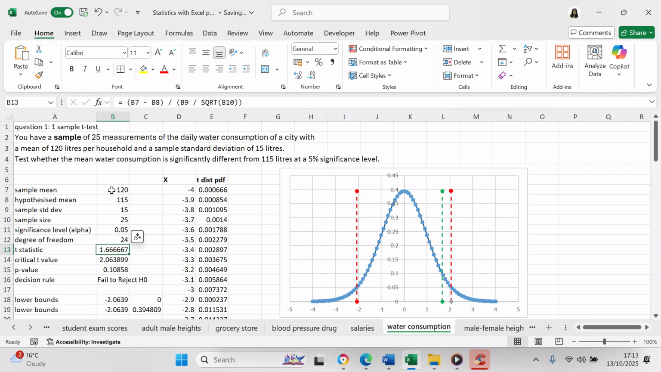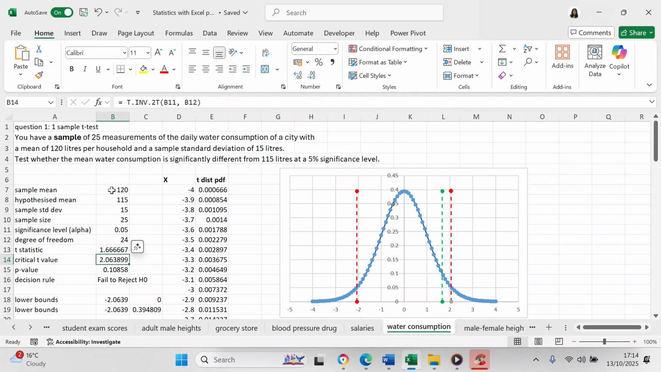Your t-statistic is B7, that's your sample mean, minus B8, that's your hypothesized mean. So that's going to be 5, divided by B9, which is your sample standard deviation, divided by the square root of B10, which is your sample size. So it's going to be 15 divided by the square root of your sample size. So your t-statistic is 1.67.